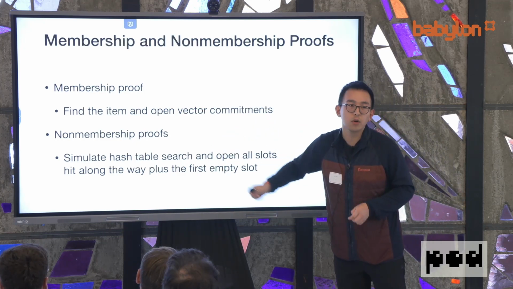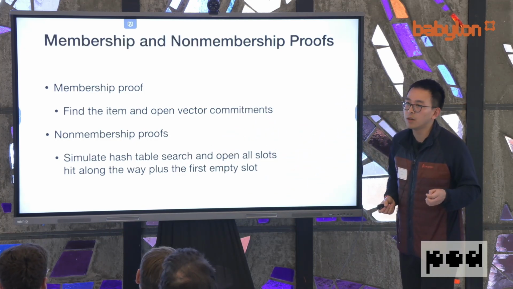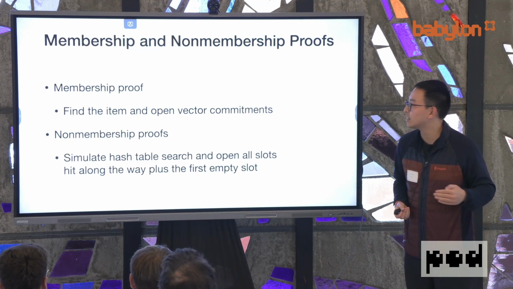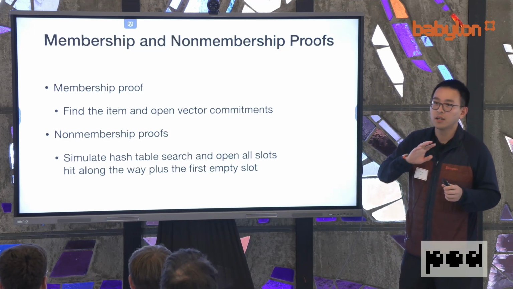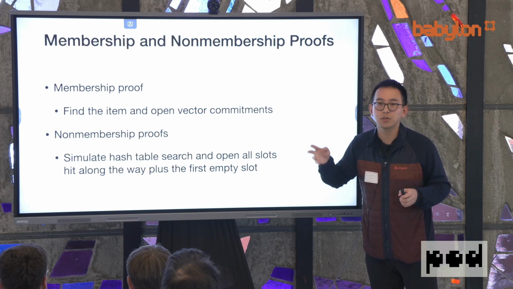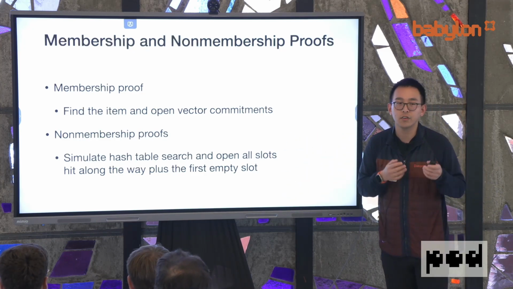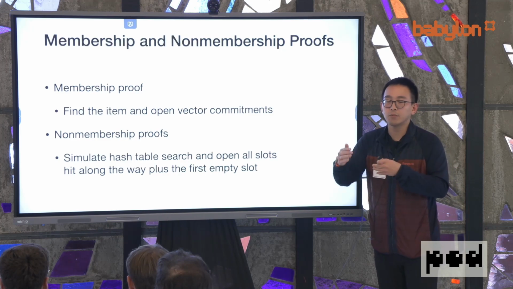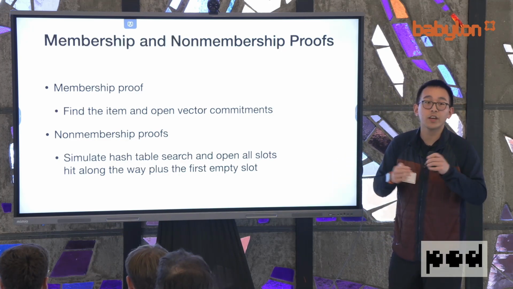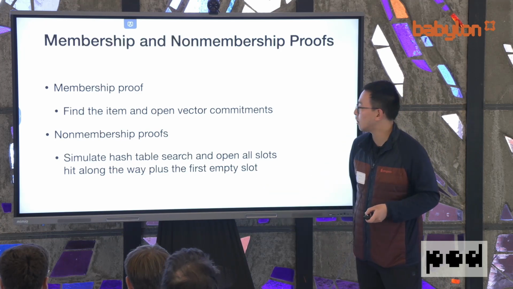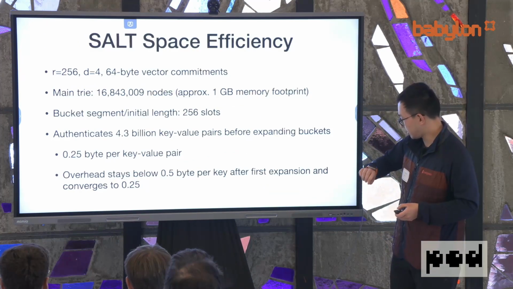And for a non-membership proof, you also do an SHI table lookup. But it's basically what happens when you want to probe into a key that does not exist in your hash table, right? What you do is search until you find an empty slot. So you open all the slots that you've hit, including the first empty slot you have hit in a failed search in a hash table. And you open all of those in vector commitments.